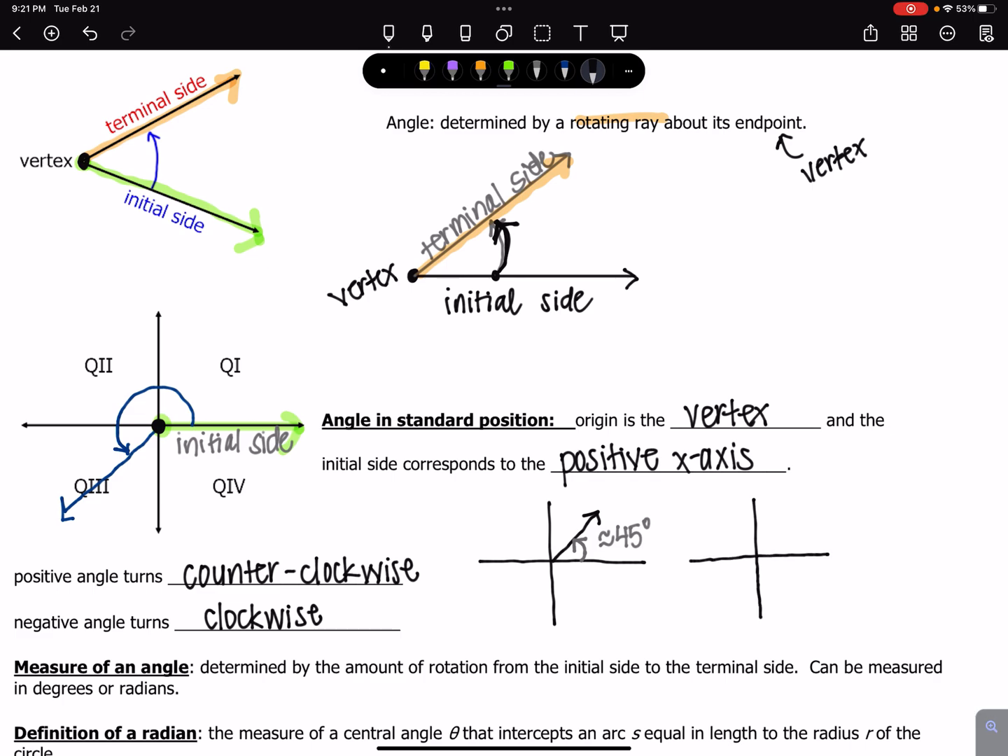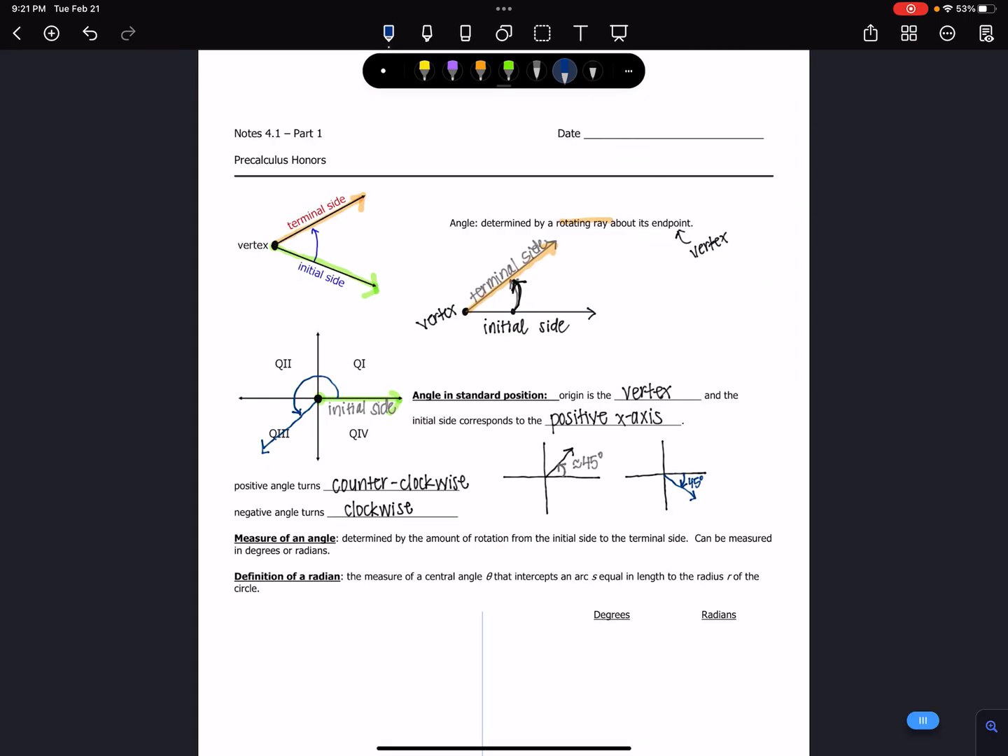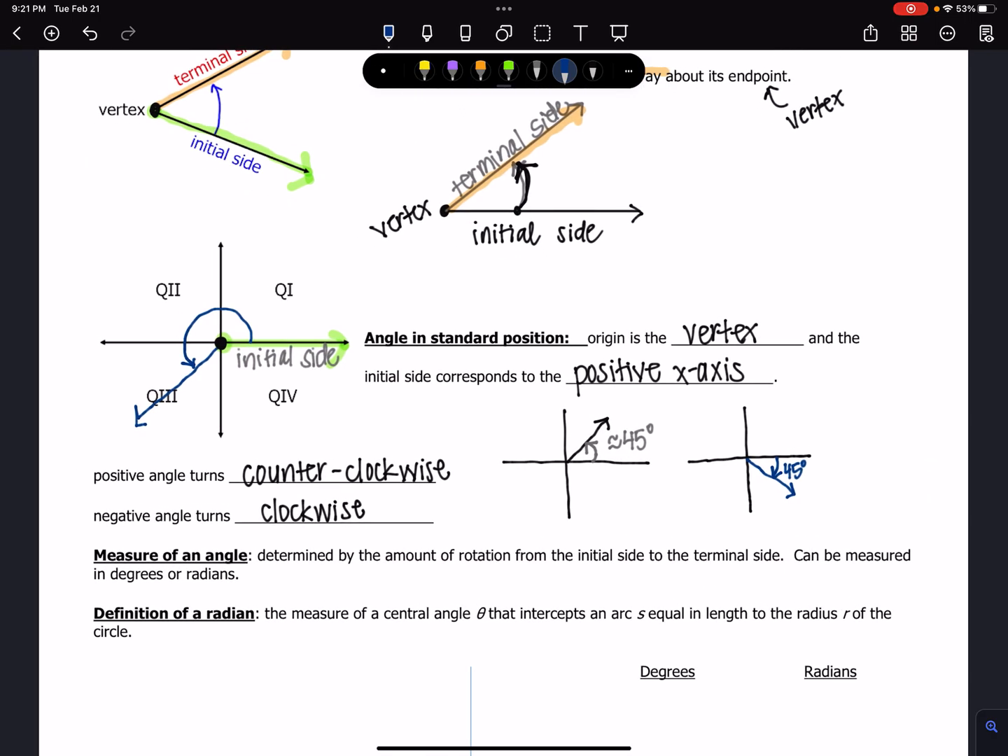If I start at the positive x-axis and I turn clockwise, so this was counterclockwise, this turn is going to be clockwise, going around like a clock. That would be 45 degrees. So that would be a 45-degree angle. We're going to talk about where that is on the unit circle coming up on the very next screen. So in the next video, we'll talk about how that is on the unit circle.